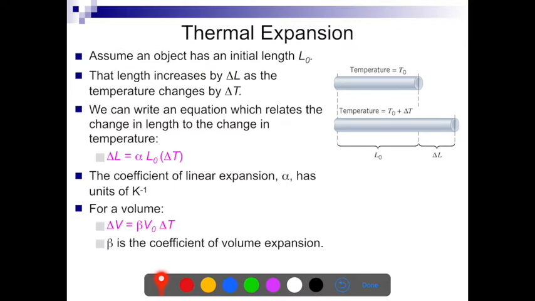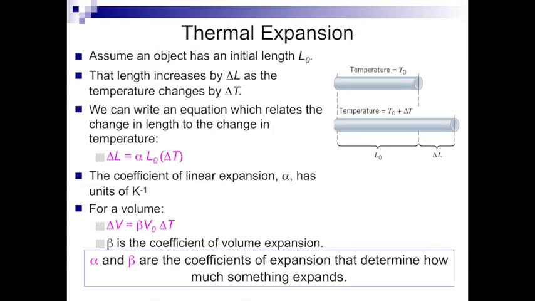For a volume, the change in volume due to the change in temperature is given by this equation. Here, the Greek symbol beta is called the coefficient of volume expansion. Again, beta is a property of the material, and both alpha and beta determine how much something expands. So the higher the value of alpha and beta, the more the object expands when it's heated.